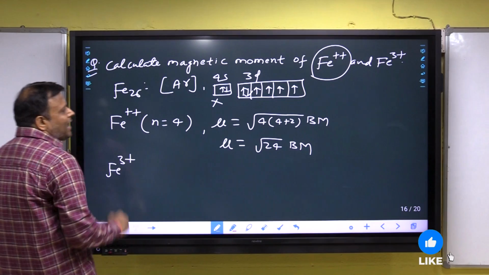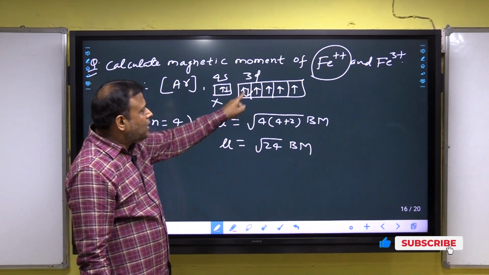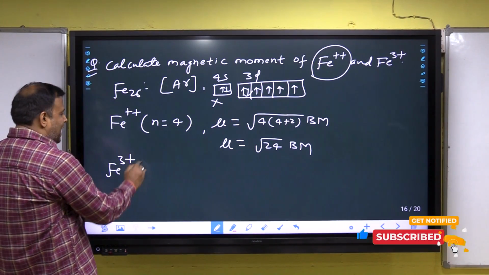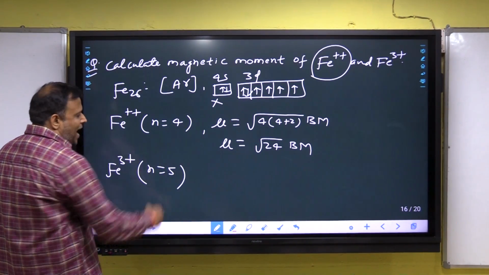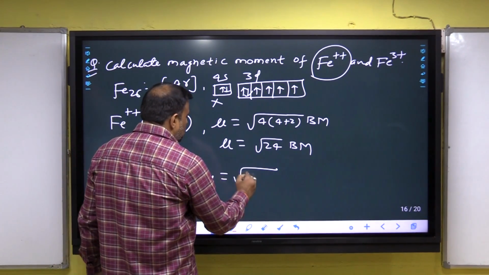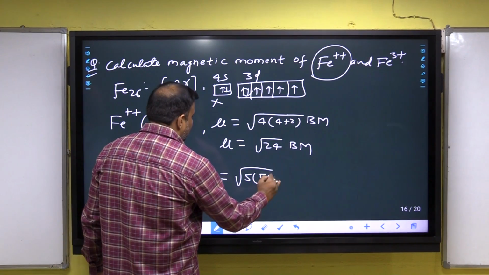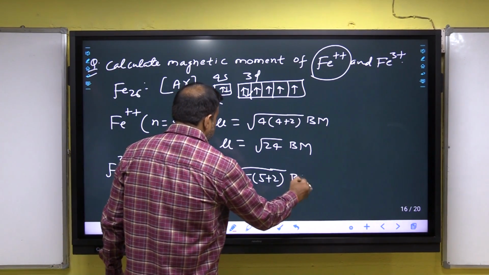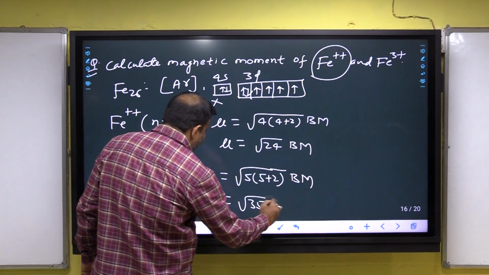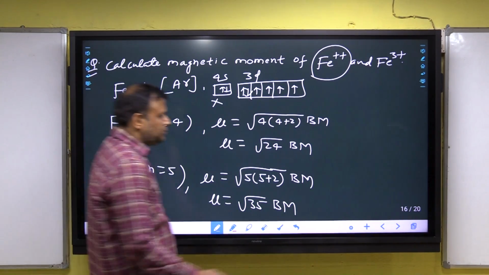Next, the second question, iron 3 plus. In iron 3 plus, one more electron is removed. When one electron is removed from 3d, iron 3 plus has n is equal to 5. And when n is equal to 5, mu is equal to root under 5 into 5 plus 2 BM, which is equal to root under 35 BM. Yes or no?